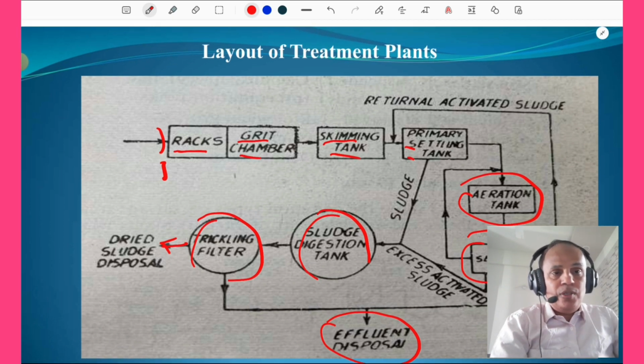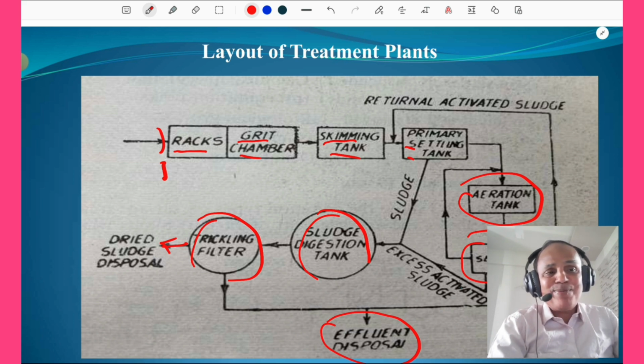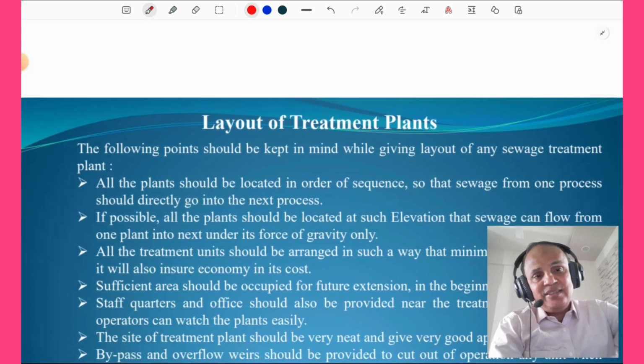Okay, so study all these layout diagrams and prepare for the examination.